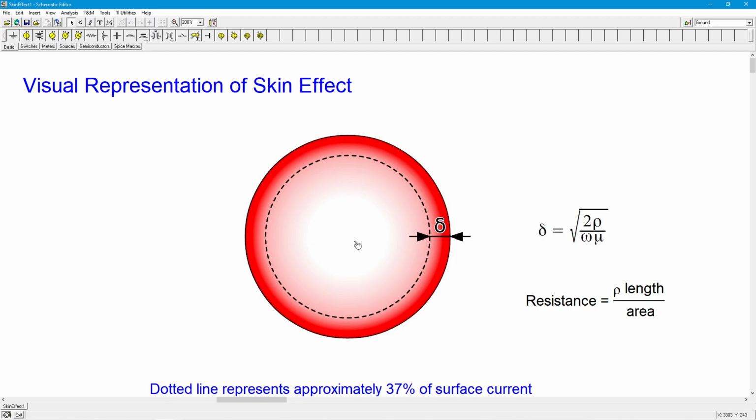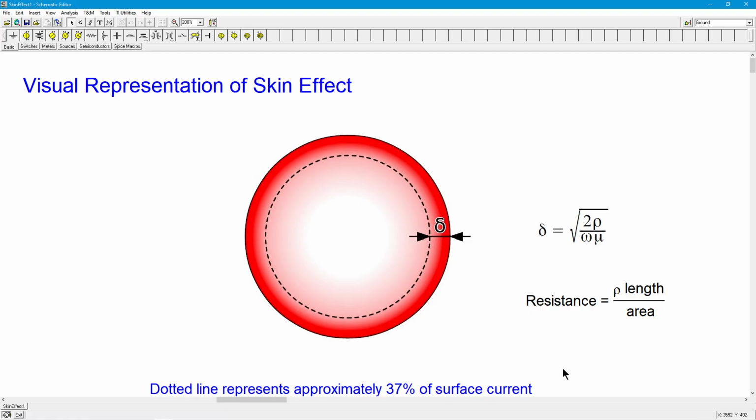I mean, if the dotted line was like here, or if delta was so small that it didn't even appear in here, like the center never even got down to 37%, maybe only went down to 50% or 80% or whatever, that would be a much nicer situation. Of course, the thing to remember is if you have just a smaller gauge wire, the resistance is going to go up. And of course, the current carrying capacity will also go down.